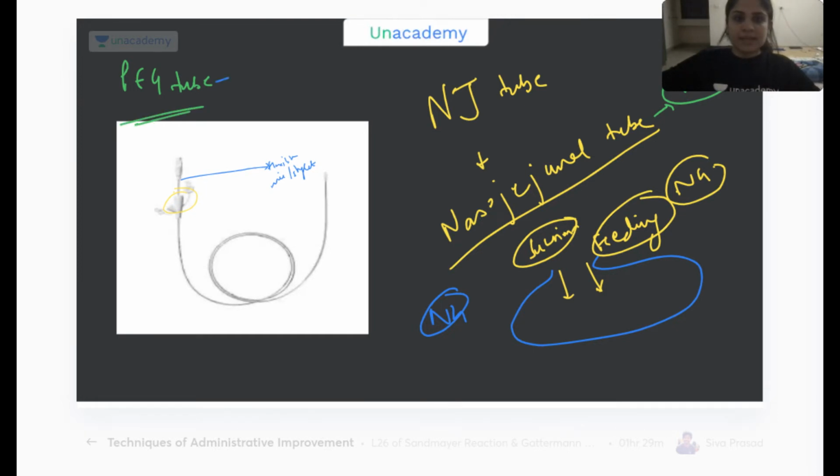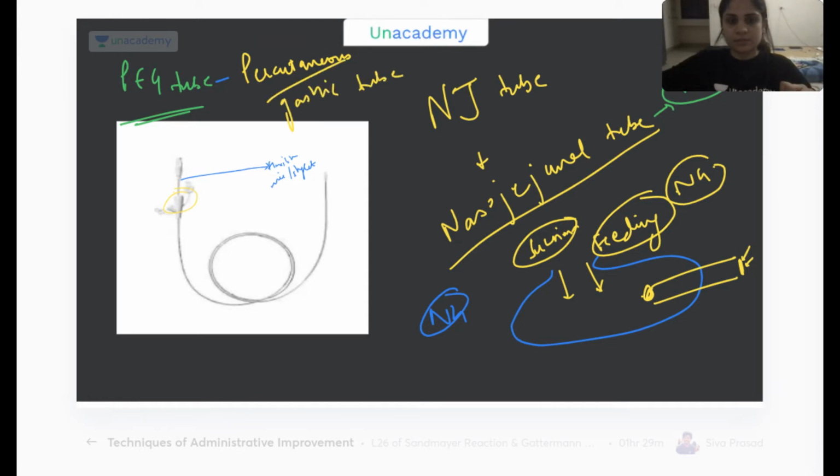Does everyone know what PEG is? In a PEG tube, basically, you are opening up a very small hole in the abdomen and then putting a tube right into the stomach. So you feed from the abdominal part of the tube and it goes directly into the stomach. Okay, so it is a percutaneous gastric tube. PEG tube is nothing but percutaneous gastric tube.